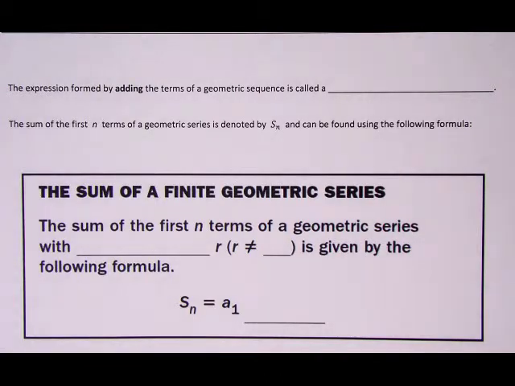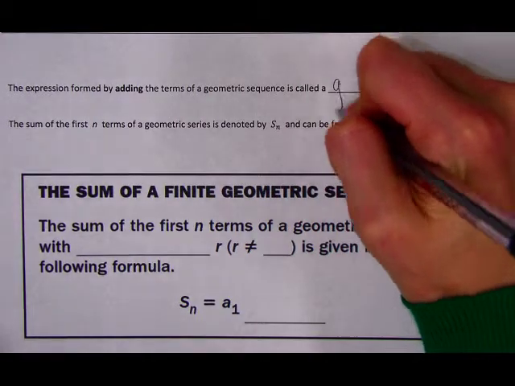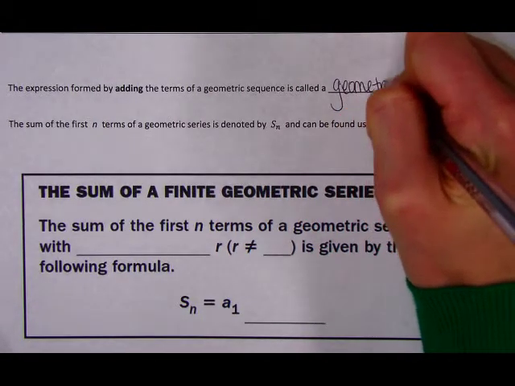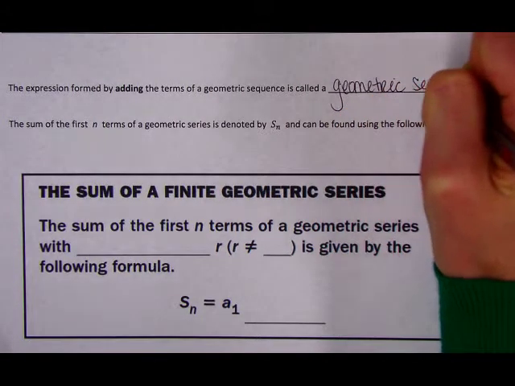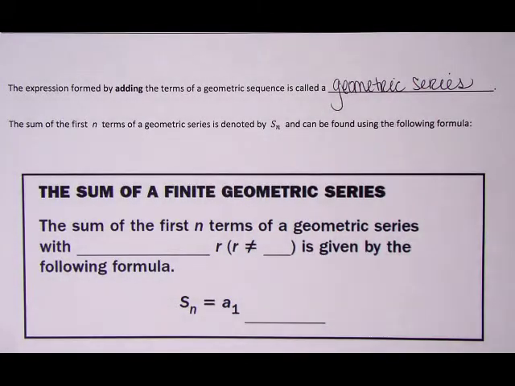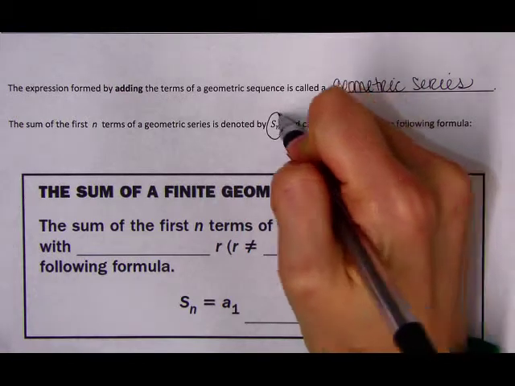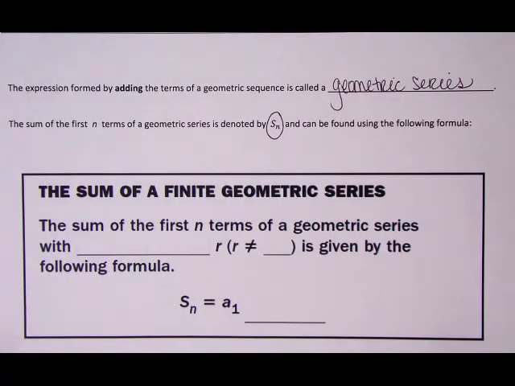The expression formed by adding the terms of a geometric sequence is called a geometric series. The sum of the first n terms of a geometric series is notated by S sub n, just like it was for our arithmetic series, and can be found using the following formula.